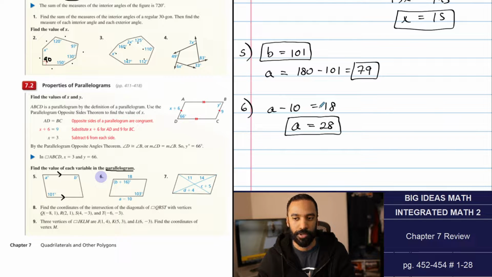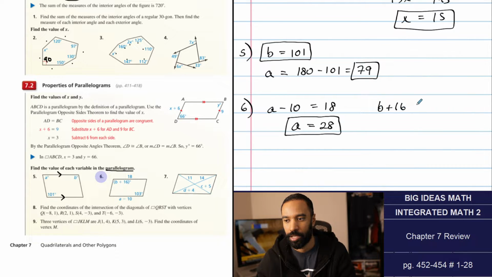Very, very straightforward sets of problems sometimes with these once you set up the thing. Opposite angles are congruent with that B. B plus 16 equals 103. If I wrote that correct, yep. Let's subtract 16 from both sides, and B is 87.